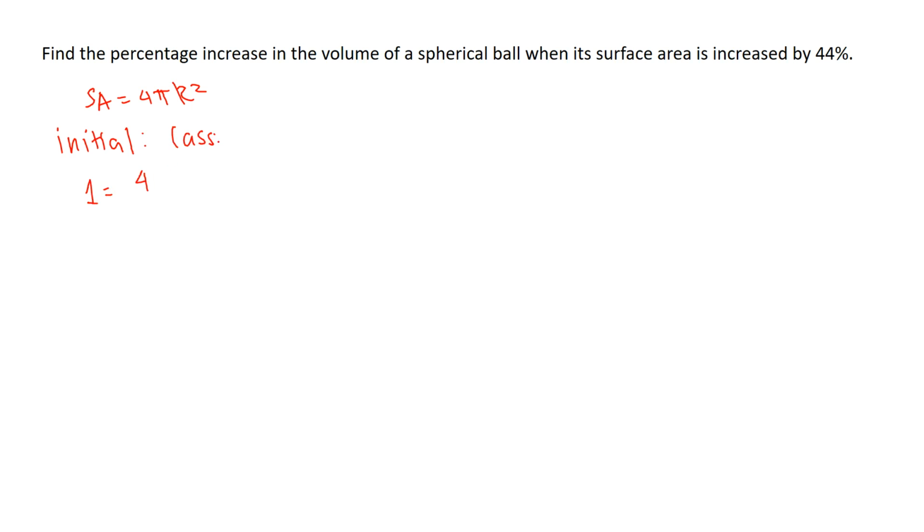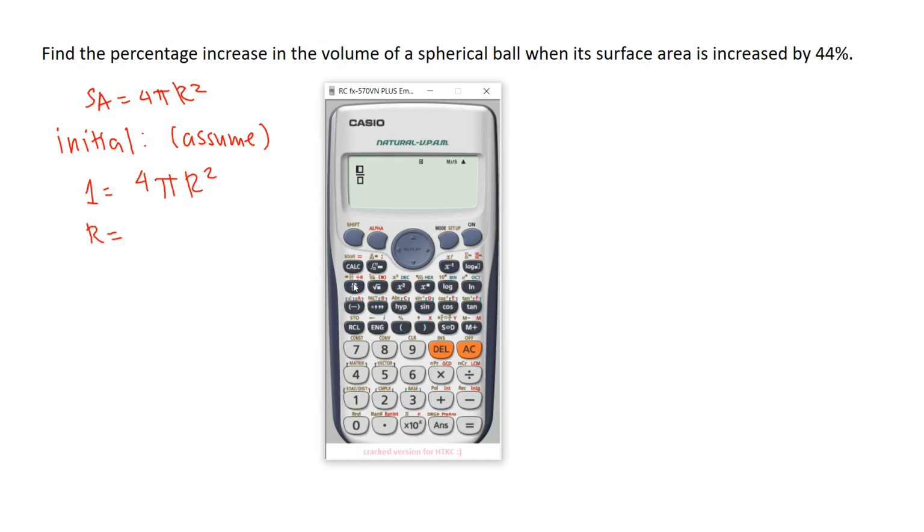Just assume values. So if my surface area is 1, what radius do I get? It's 1 over 4 pi, and with r squared, take the square root of that. What radius do we get? 0.282.